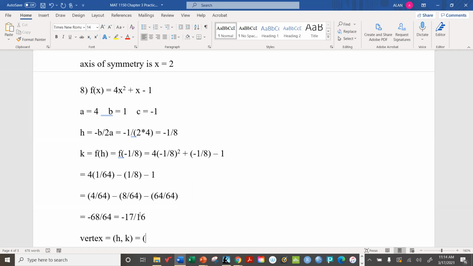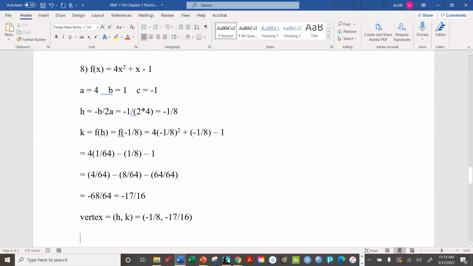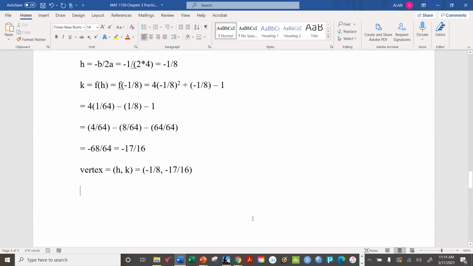So therefore, the vertex is negative an eighth, comma, negative 17 over 16. And of course, the axis of symmetry is x equals negative an eighth. Ooh, I was afraid of that. Yeah, that high value of a means that the answers are a little bit messier, but we did it.